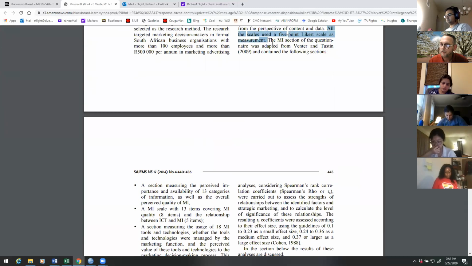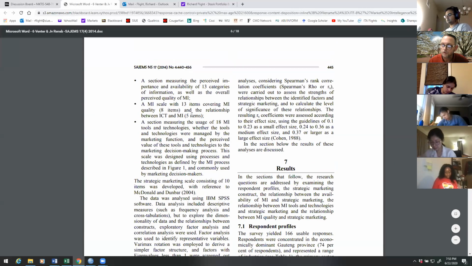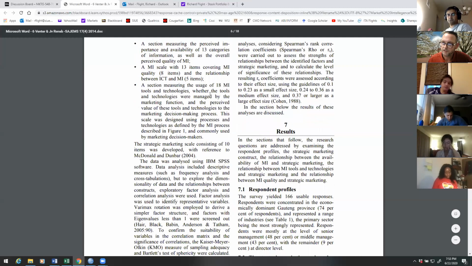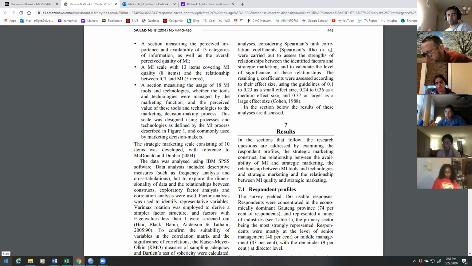Okay, they talk here about the different sections of the actual instrument. They had perceived importance of 13 different types of information. They had a market intelligence scale, 13 items. They had 8 and 5. So they had different categories, different items, and some different usage stuff. And I think there's a chart in here. Pretty sure there's a table 2, and some of the other tables actually list the items, so you can see what the items were that they had.